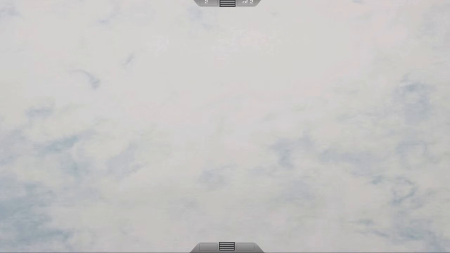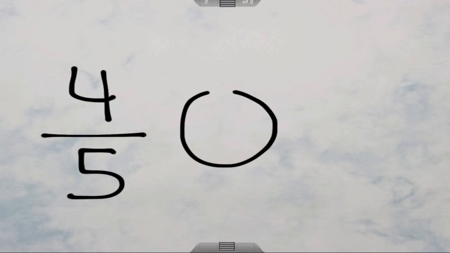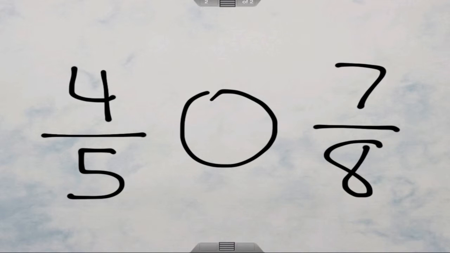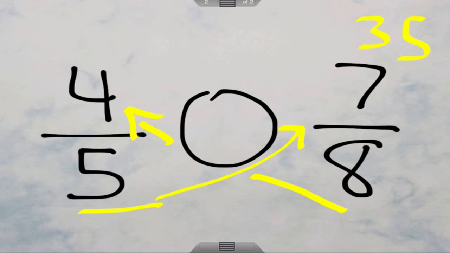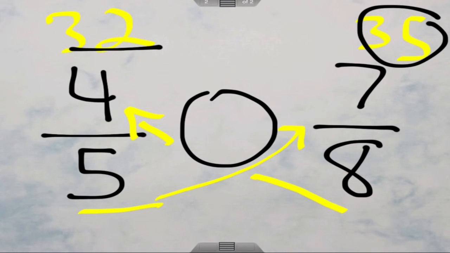Let's say I have 4/5, and let's say I have 7/8. Again, tricky because the denominators are different. So again, we cross multiply. I start with the 5, go up and multiply by the 7, I get 35. I start with the denominator 8 over here, go up and multiply by 4, and I get 32. And I notice that 35 is bigger than 32, so 7/8 is bigger than 4/5.